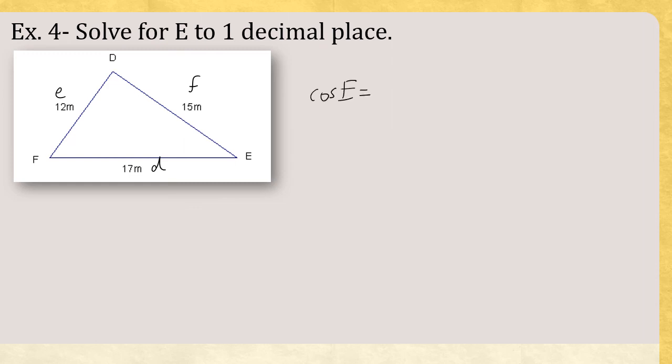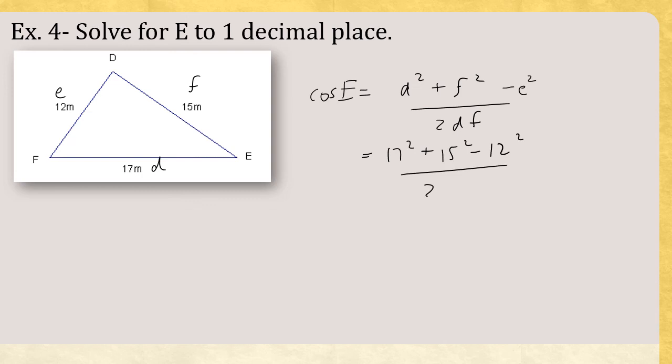Cos of the angle I'm looking for equals, and if it helps you to remember the pattern, our pattern was whatever this capital letter was, we would subtract the small letter on the other side. So minus E squared. And then it would be the other two sides, doesn't even matter what order you put them in, D squared plus F squared, let's say, over 2dF. If we fill our information in, that's 17 squared plus F is 15 squared minus E, which is 12 squared, over 2 times 17 times 15.